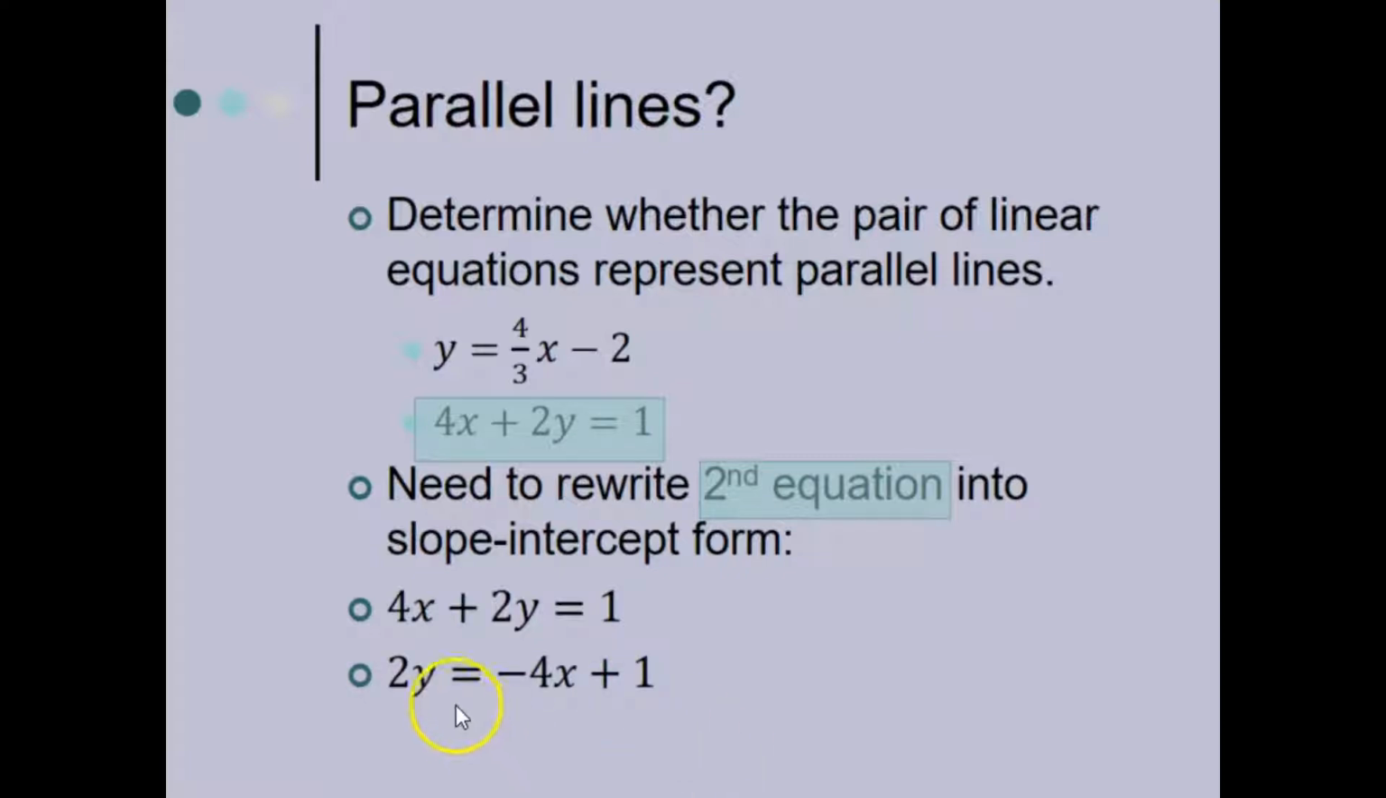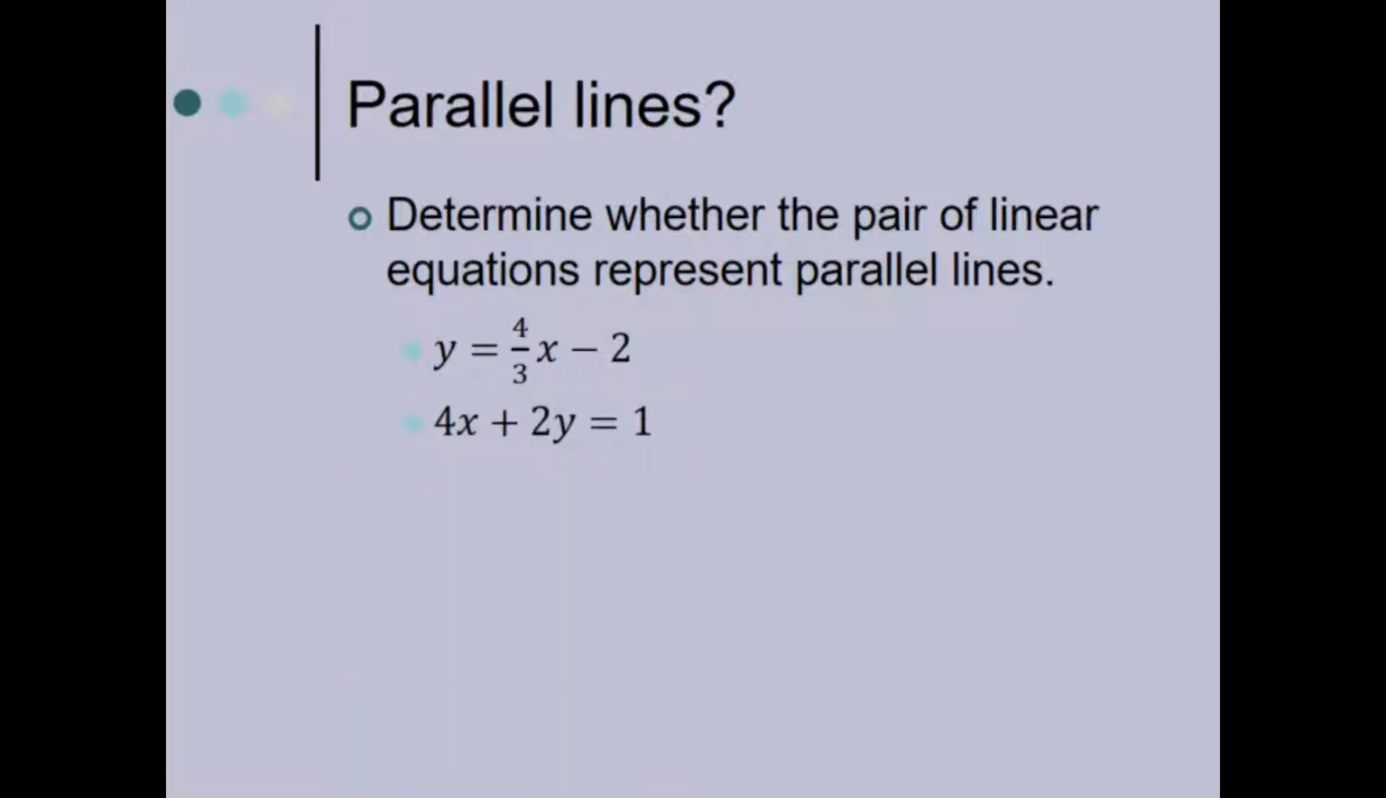Next, we want a coefficient of 1 on y, so each value will be divided by 2, resulting in an equivalent equation to the given equation, but now in slope-intercept form. So 4x plus 2y equals 1 can be replaced with the equivalent slope-intercept form.